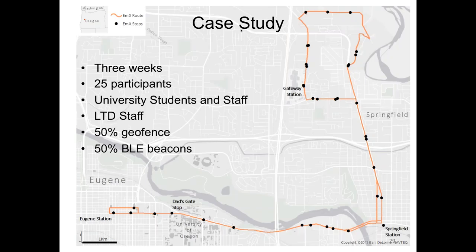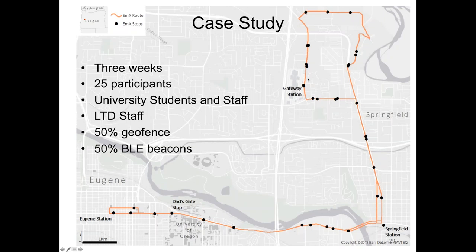So what we did was we implemented this method in a case study for a 3-week period on the Lane Transit District's MX line, which is their rapid transit line that goes from Eugene Station in downtown Eugene. It goes out to Springfield Station in the city just east of Eugene, up to Gateway Station, which is around one of the big malls and the shopping centers in the area. And so we had 25 participants, university student and staff, and some LTD staff participated as well, but mostly it was university students that participated in this case study.